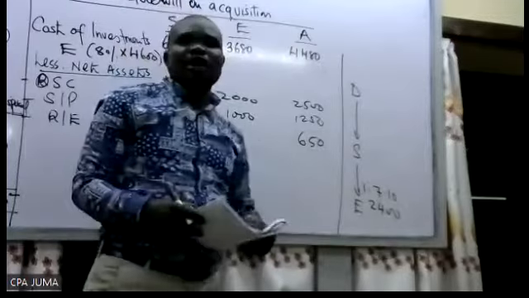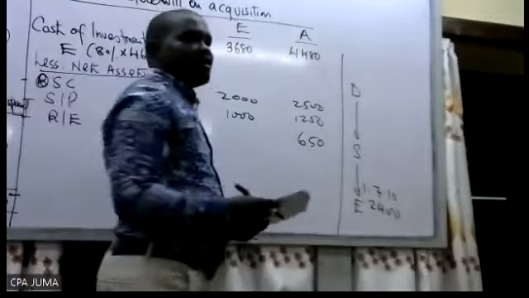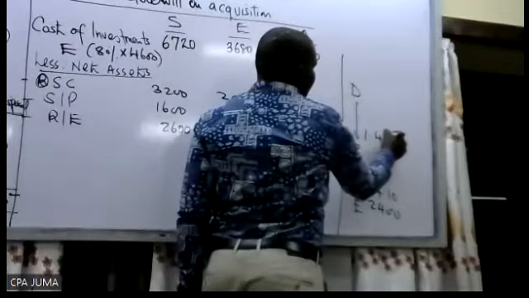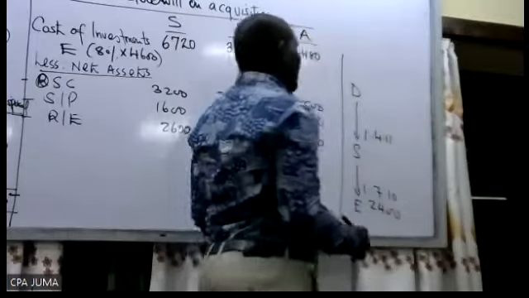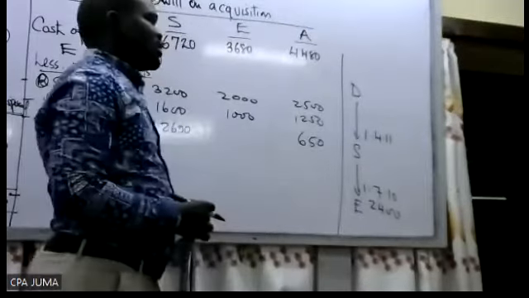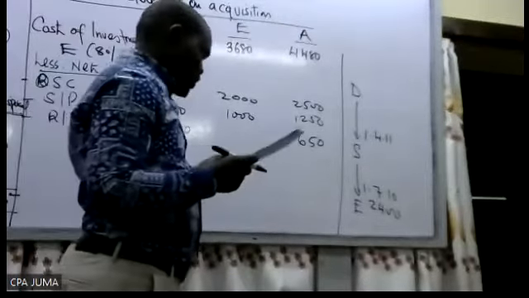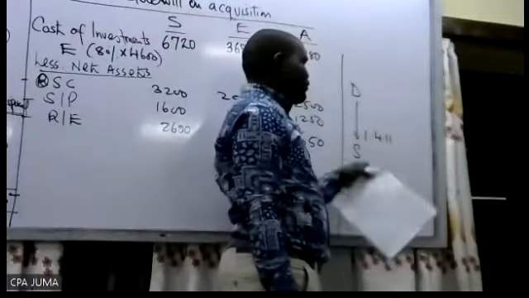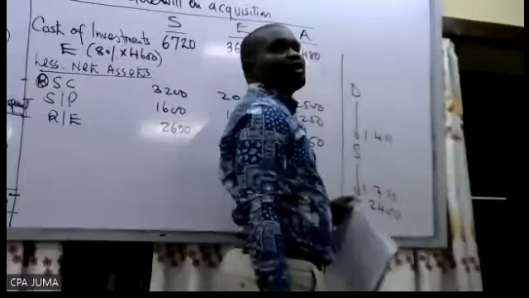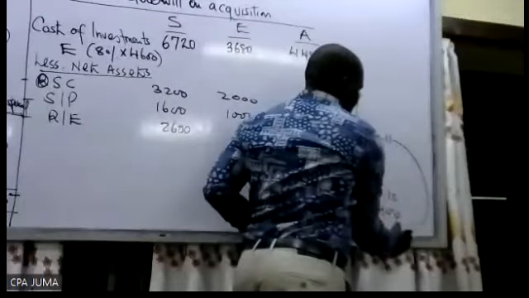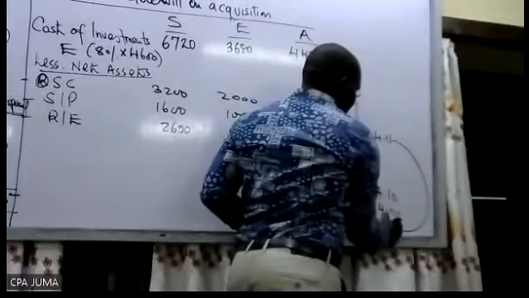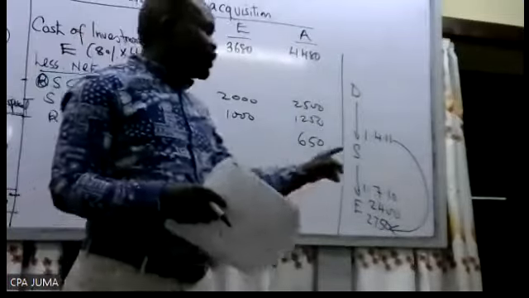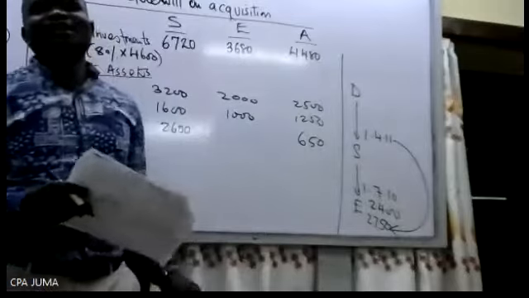When did D acquire S? 1st April 2011. Okay. What was the profit of E on 1st April 2011? 27.50. So the profit to be used here is 27.50.